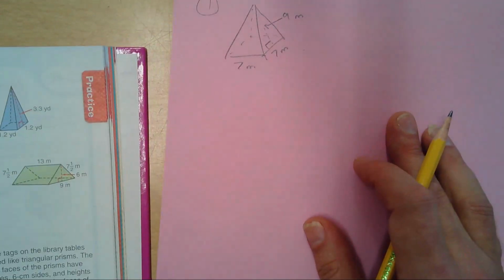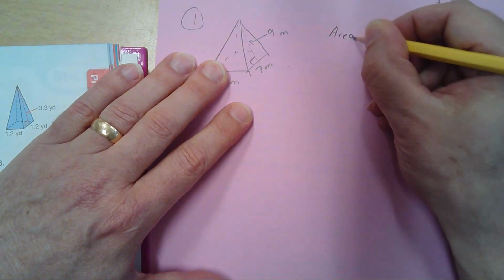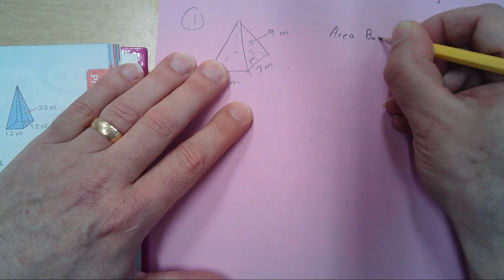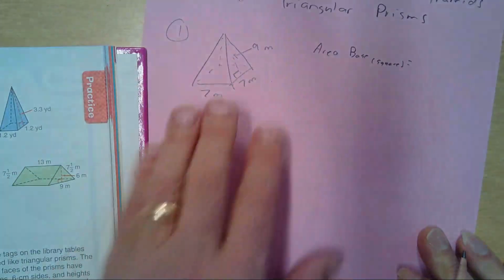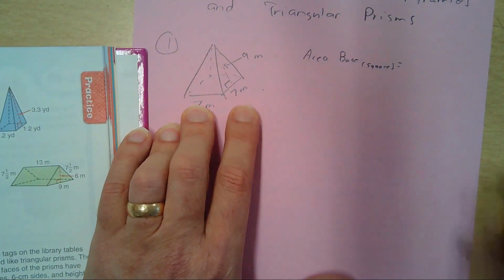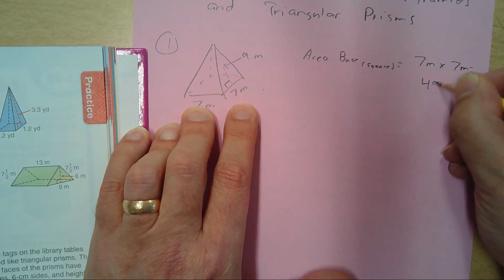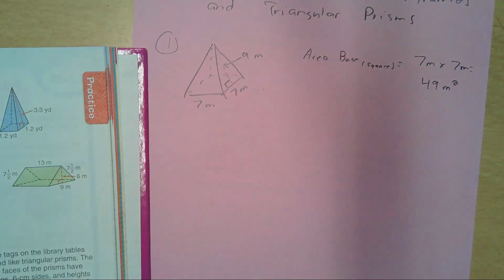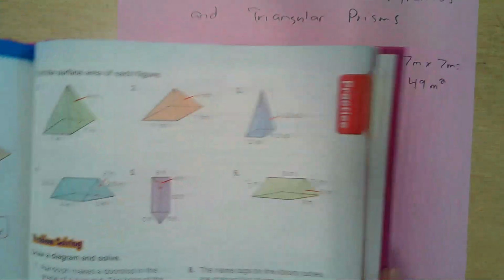So I'm going to do the area of the base, which happens to be a square in this case. Length times width, 7 meters times 7 meters, gives me 49 meters squared. I'm just going to save that number for the time being. I'm going to need it in the end though. Now, let's look at the sides.